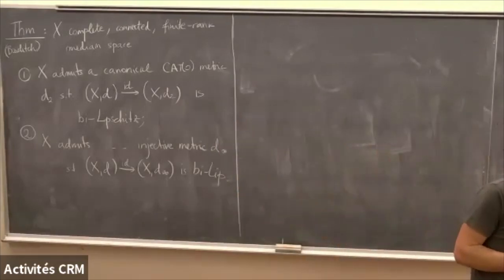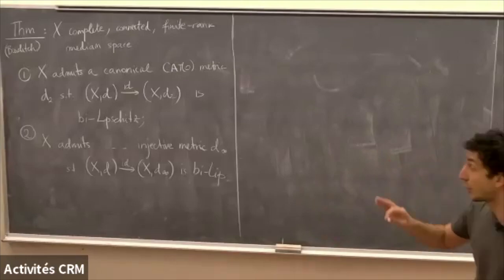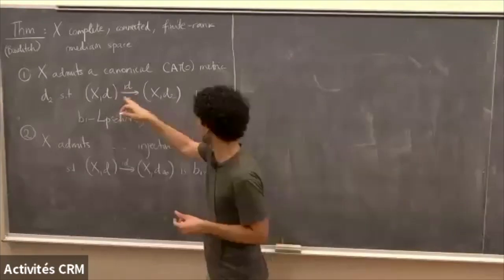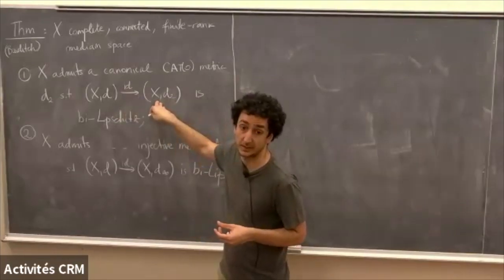Probably you just said it when you said about canonical, but if I do a quotient by isometries, then it's also given. Yes, the whole isometry group of the median space will be embedded inside the isometry group of the Kazhdan space, naturally.